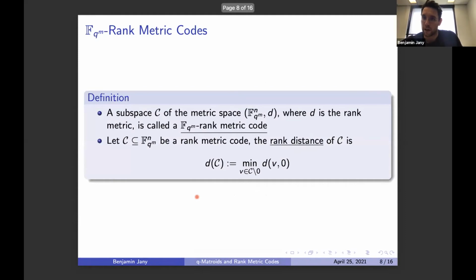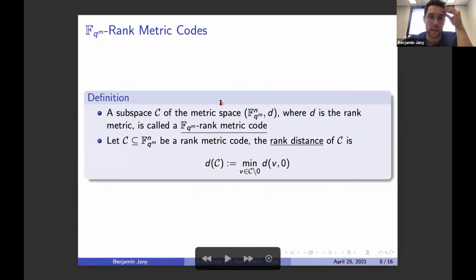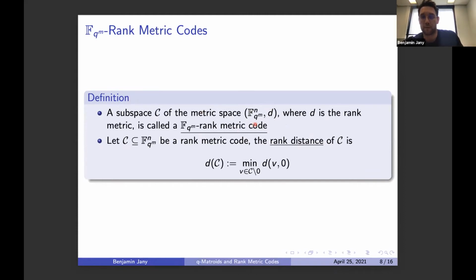Okay, so now that we have a better understanding of this rank metric, we define a rank metric code to be a subspace of the metric space F_q^m^n with the rank metric. Okay. So in coding theory, some things we want to study are invariants of those rank metric codes. So really properties of those codes that are not changed under isometry.